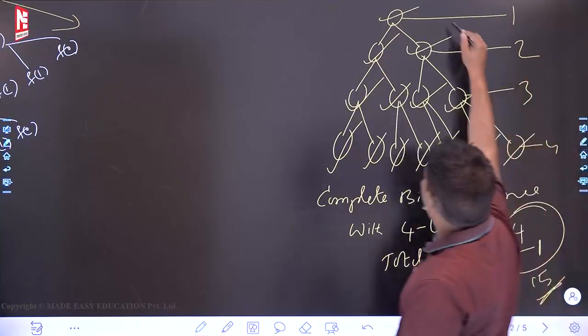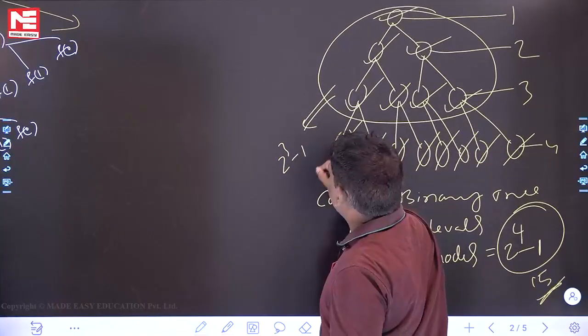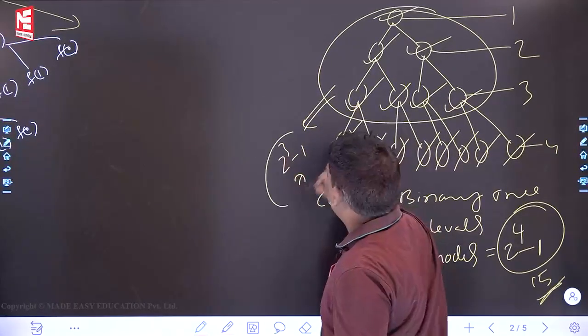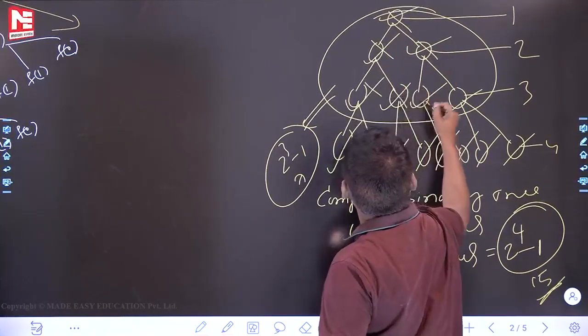In a similar way, complete binary tree with 3 levels. Total nodes how many? 2 power 3 minus 1, which is 8 minus 1, 7. If you want, you can check. 1, 2, 3, 4, 5, 6, 7.